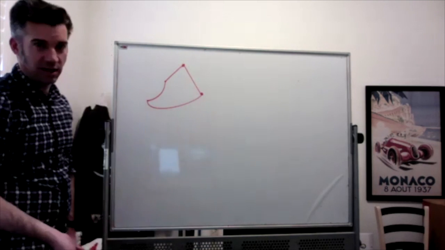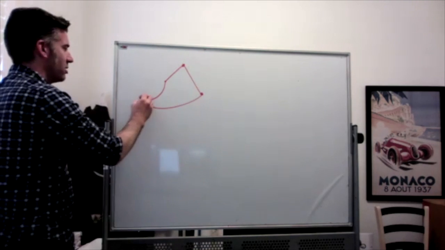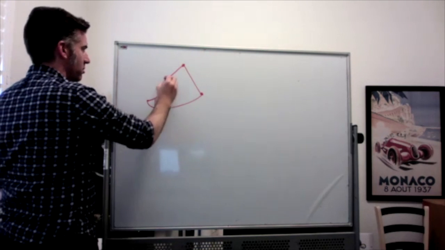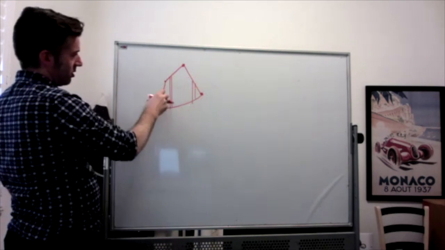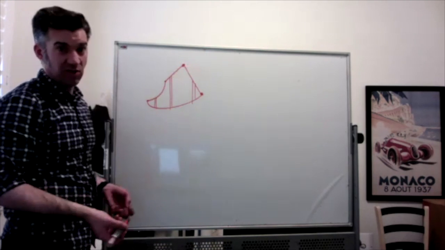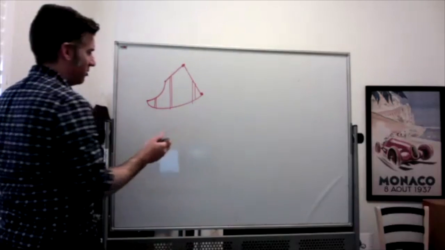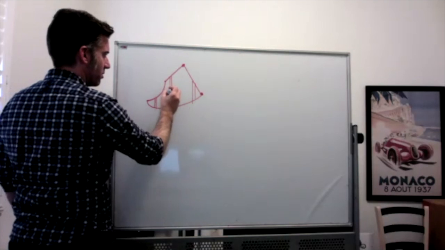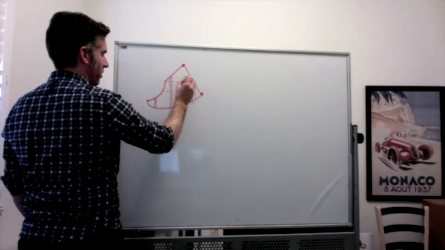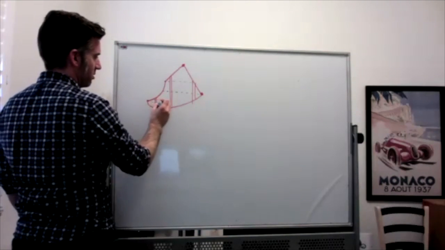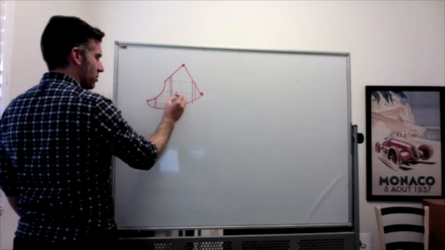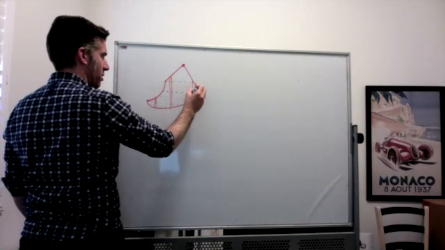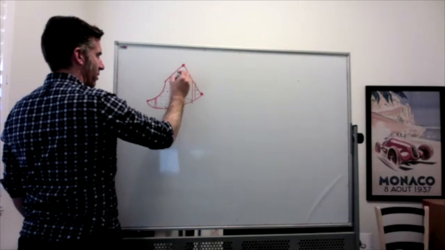This region would suck to integrate because whether you use vertical, you've got 3 different top functions. You have to do 3 different integrals, or horizontal. Horizontal would be even worse because this is a breakpoint and that's a breakpoint. You'd have 1, 2, 3, 4 different integrals you'd have to do.